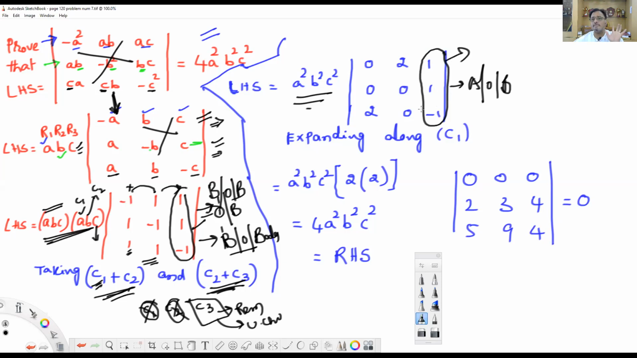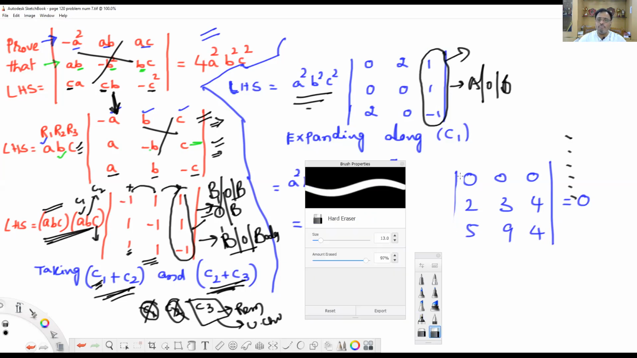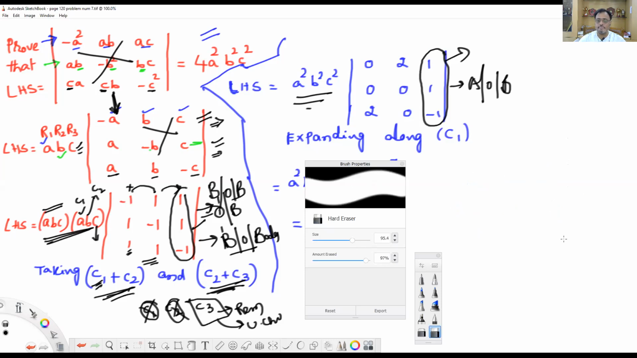Now I'll start the surgery. Okay, C1 plus C2. See, my dear students, whenever you write a column, your handwriting should go like this. So here, C1 plus C2. Now what am I going to do? C1 plus C2. What is C1 plus C2 now? Look here.